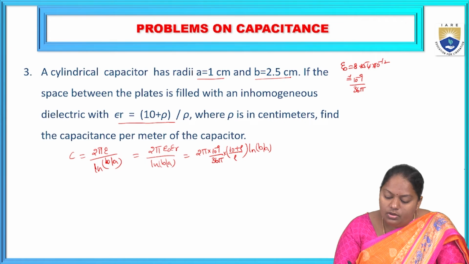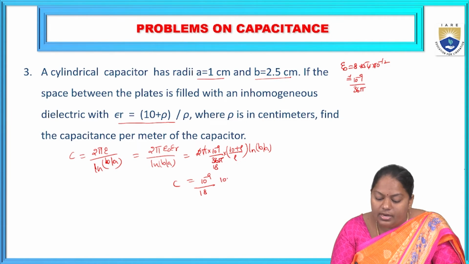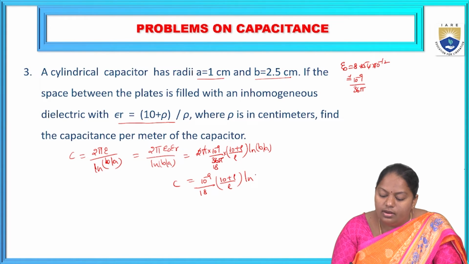Now if you simplify this equation, pi gets cancelled, and C is equal to 10 power minus 9 by 18 into (10 plus rho) by rho, divided by ln of B by A in the denominator. B value is 2.5 centimeters, that is 2.5 into 10 power minus 2, and A value is 1 centimeter.